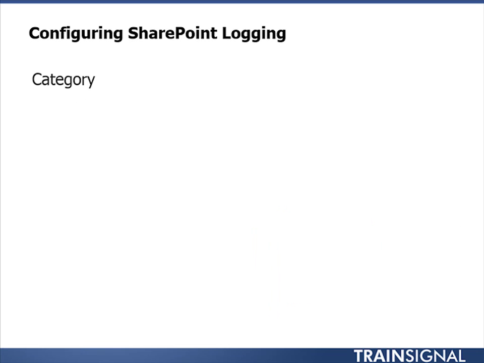Now, in order for us to set up our SharePoint logging, we're going to choose the different categories to be logged out, and you'll notice that we'll be able to set different levels of logging for each category. Depending on the event level, we can log out to either the Windows event log or to the SharePoint event log.